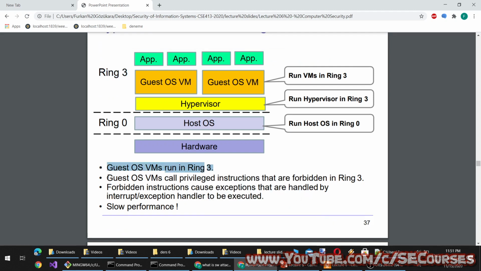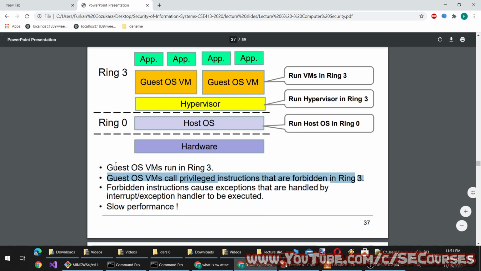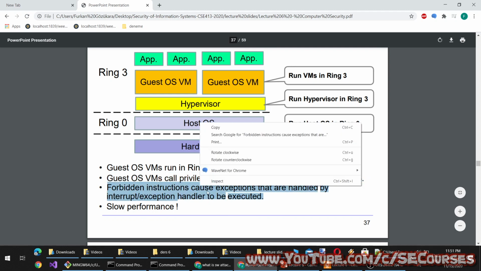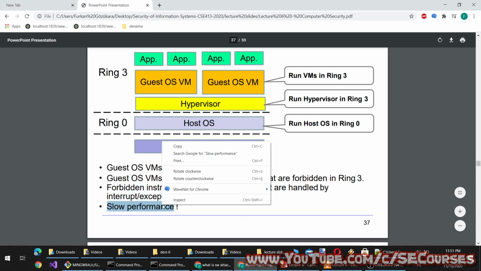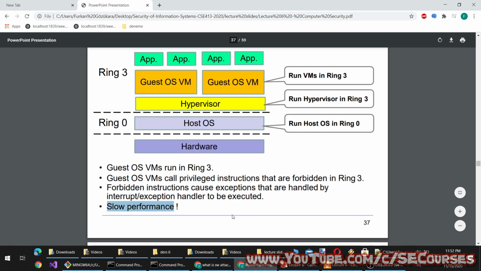Guest OS VMs run in ring 3. Guest OS VMs call privileged instructions that are forbidden in ring 3. Forbidden instructions cause exceptions that are handled by the interrupt exception handler to be executed. Slow performance.